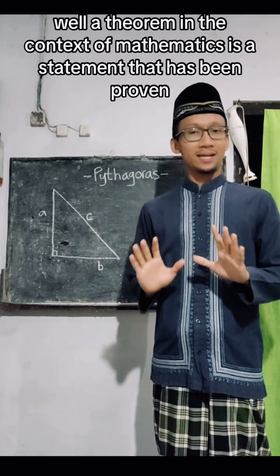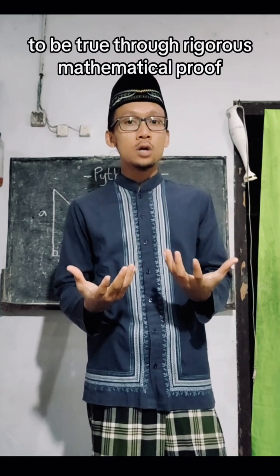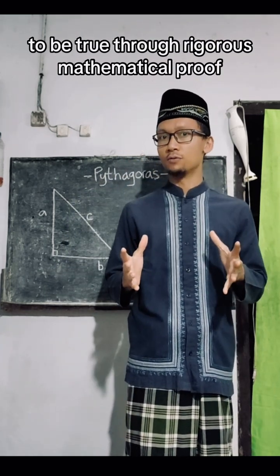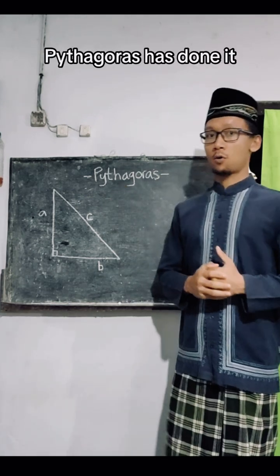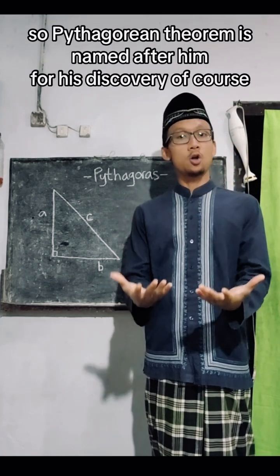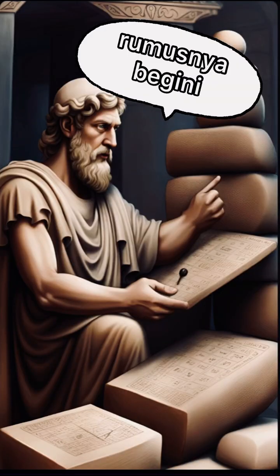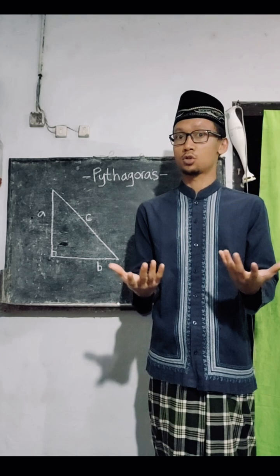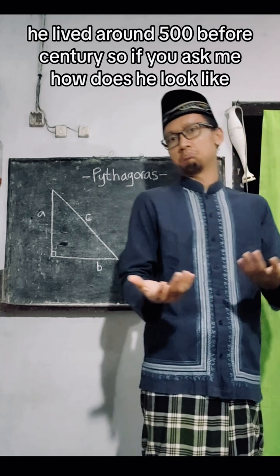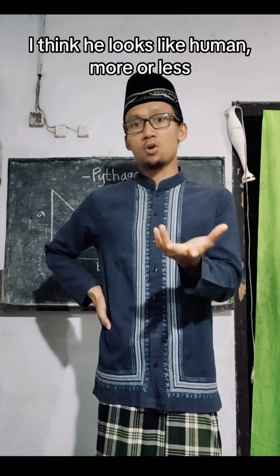Well, a theorem in the context of mathematics is a statement that has been proven to be true through rigorous mathematical proof. And this Greek mathematician, Pitagoras, has done it. So, the Pythagorean theorem is named after him for his discovery, of course. Not just because he's got a fancy name. Just so you know, he lived around 500 BC.